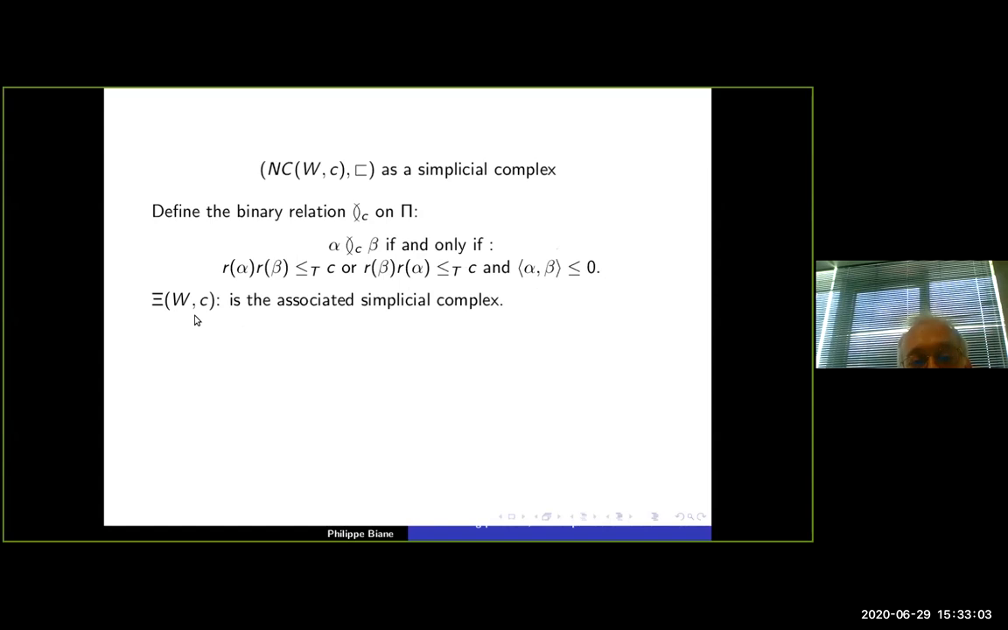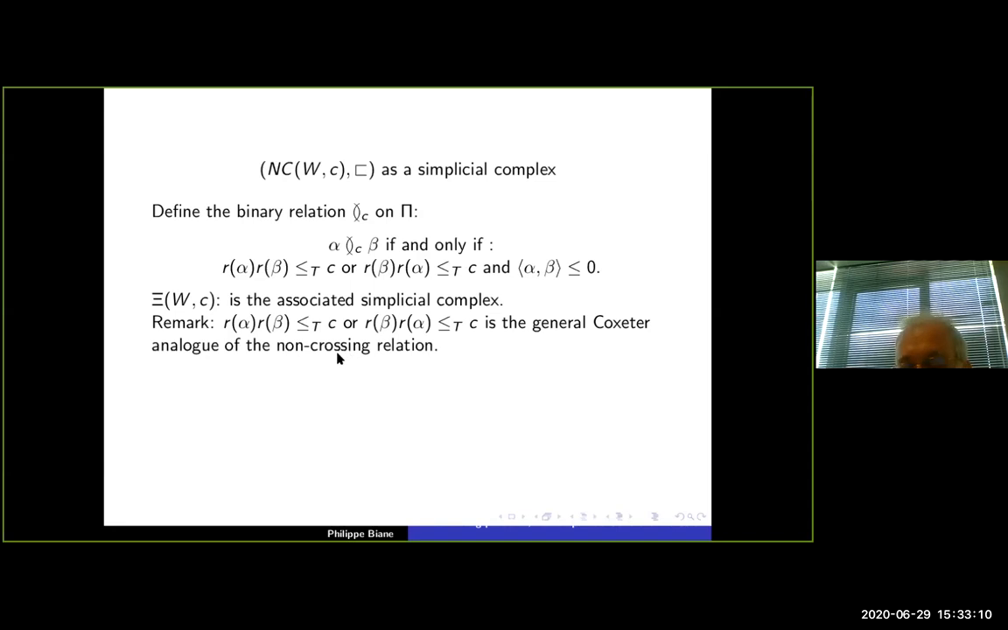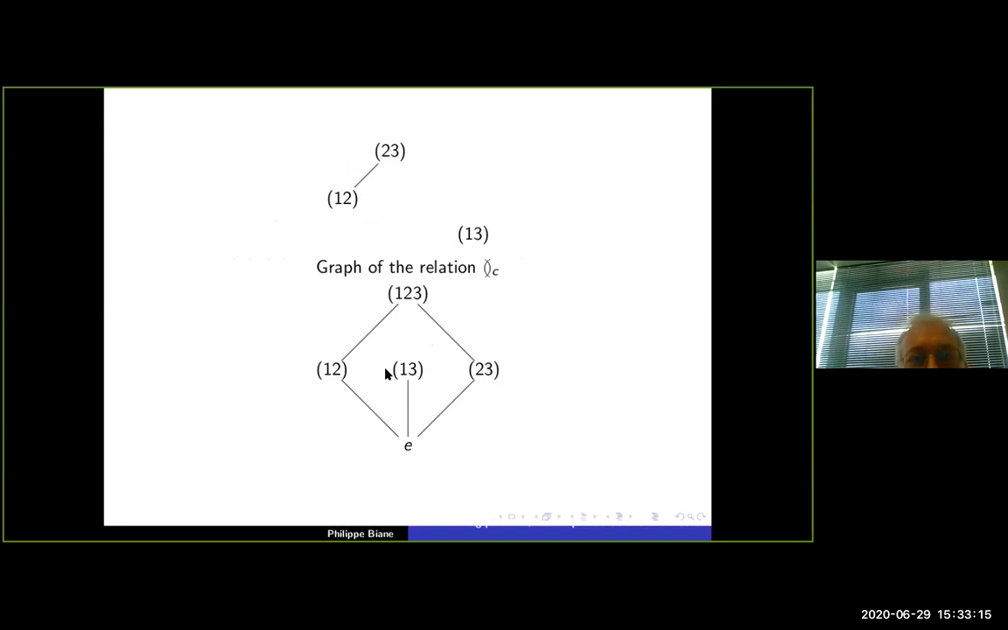And let me look at the associated simplicial complex. Okay, so this is what I said about the non-crossing relation. Now this is a graph of the relation on the set of roots for S3: 1-2, 2-3, and 1-3. And this graph here is just the simplicial complex associated to this relation.